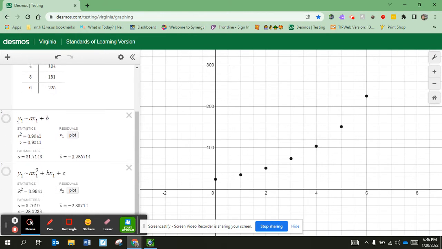So what I've done is I've typed in both of those equations here. Y1 is approximately my mx plus b. And let's look at that line. It kind of fits some of my data, but it's not perfect. I wonder if there's a better option.